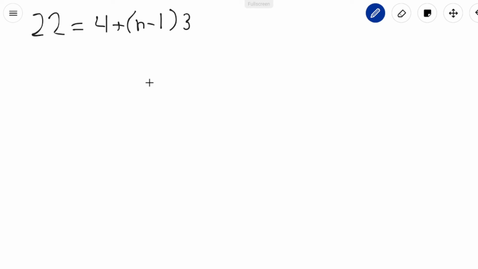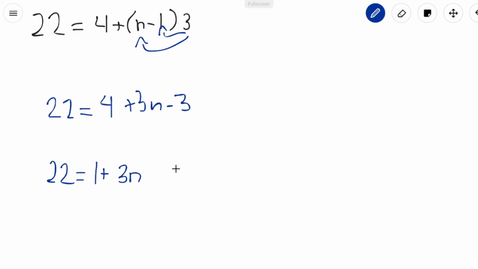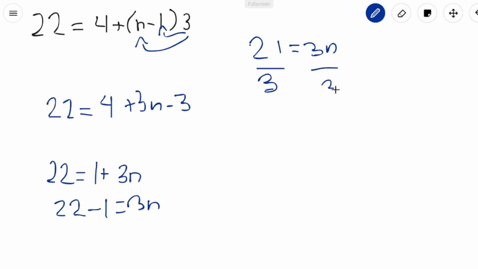First up, let's multiply n minus 1 by 3. Then we will get 3n minus 3. Let's bring down the values. Now we need to combine the like terms, which are 4 and negative 3. Our answer will be 22 is equal to 1 plus 3n. Let's transpose 1 and we will get 22 minus 1 is equal to 3n. 22 minus 1 is 21, therefore 21 is equal to 3n. Divide both sides by 3. Cancel that and we will get 7 is equal to n. Therefore our answer is 7.